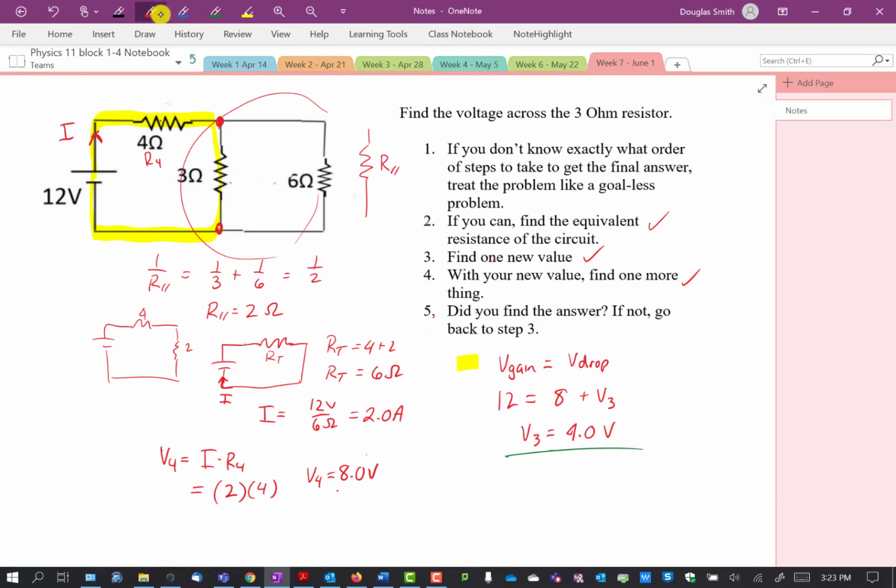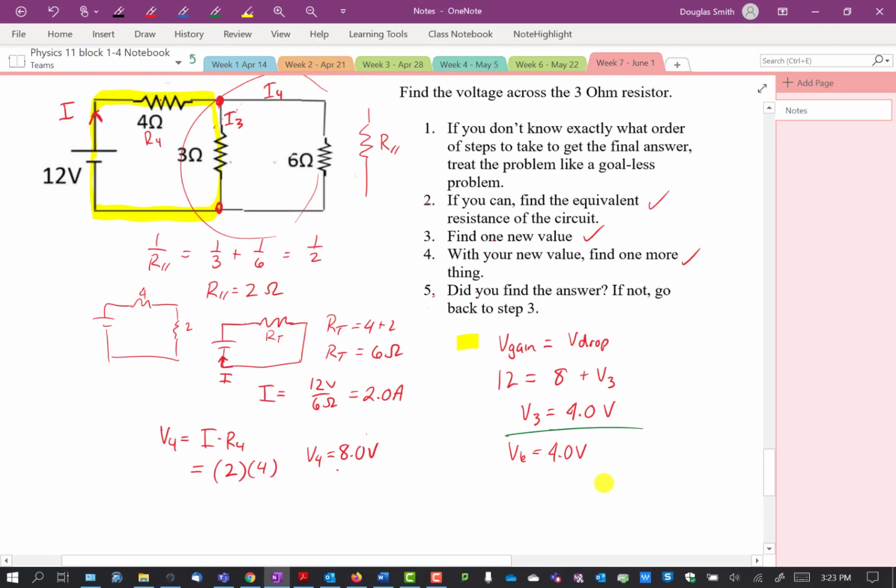Without doing too much more work, I also know that V6 is also 4 volts. And I could also find the currents. I can call these I3 and I4. I'm just going to quickly do that because I can. I3 is equal to V3 divided by R3. So that's 4 divided by 3. So that's 1.33 amps.